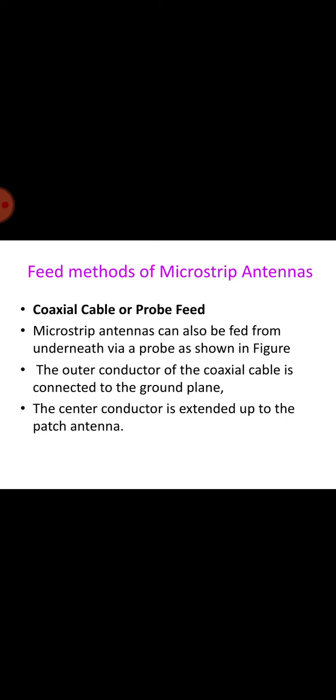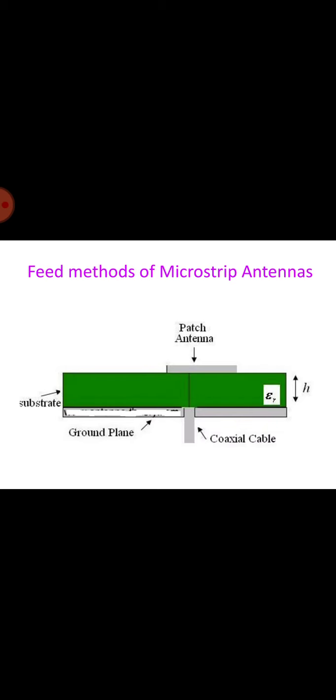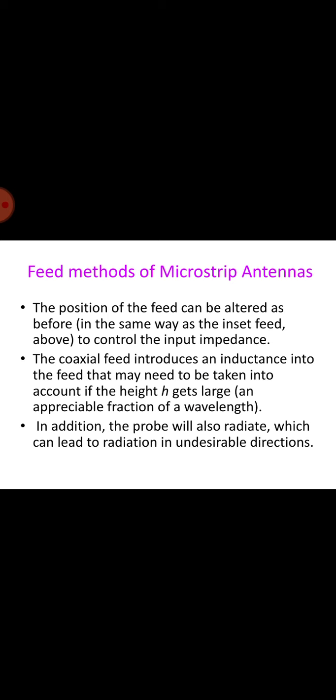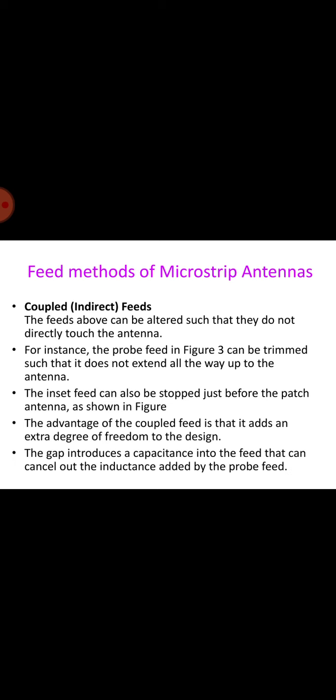The third method is the coaxial cable or probe feed. Microstrip antennas can also be fed from underneath via a probe. The outer conductor of the coaxial cable is connected to the ground plane. The center conductor is extended up to the patch antenna, as shown in this figure. The position of the feed can be altered in the same way as the inset feed above to control the input impedance. The coaxial feed introduces an inductance into the feed that may need to be taken into account if the patch gets large. In addition, the probe will also radiate, which can lead to radiation in undesirable directions.